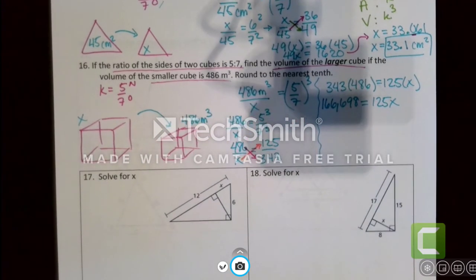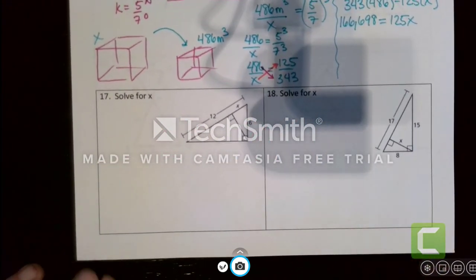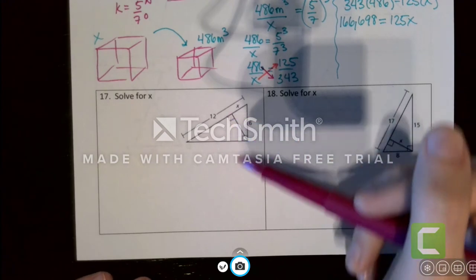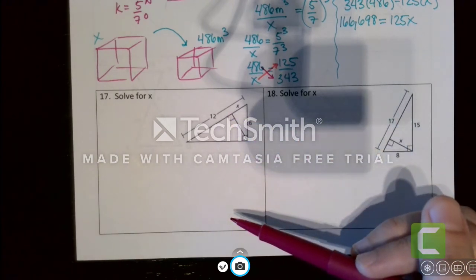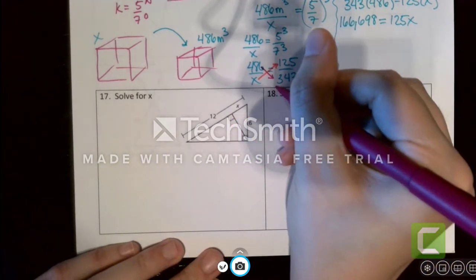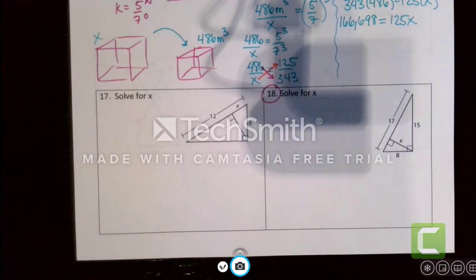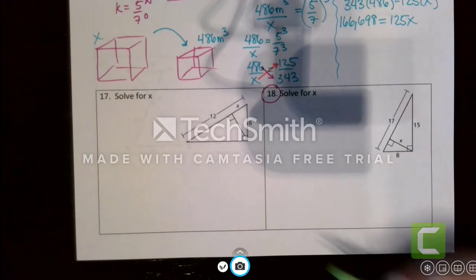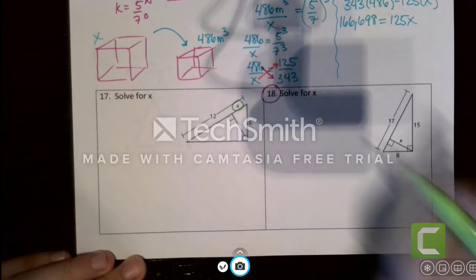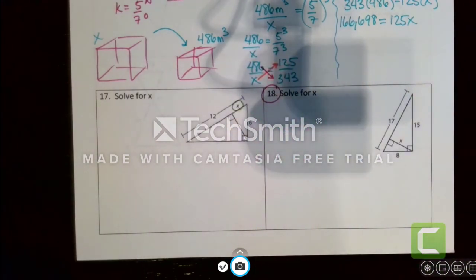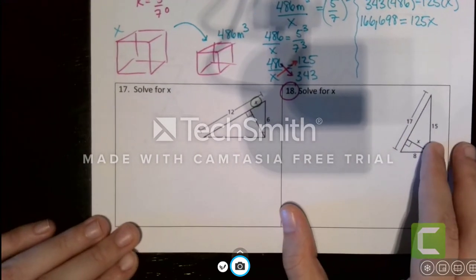Let's move on to 17. I will show you how to do 17. You will need to complete 18 on your own. So for 17, we need to solve for this missing value of x. Well, when we're given 3 right triangles like these, we need to break these apart in right triangle problems.